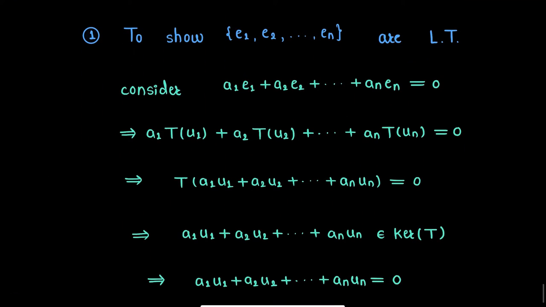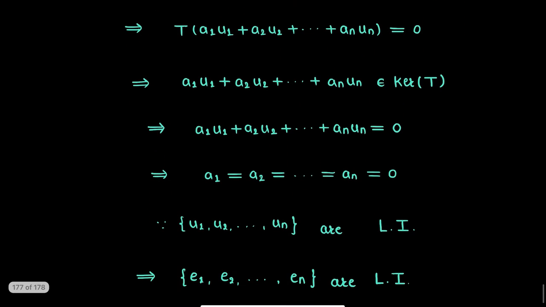Firstly, we will show that these n vectors e1, e2 up to en are linearly independent vectors in vector space V. For this, consider the linear combination a1 e1 plus a2 e2 plus and so on plus an en is equal to the 0 vector. Now we can write this as a1 T of u1 plus a2 T of u2 plus and so on plus an T of un is equal to 0. We have just replaced e1, e2 up to en by T of u1, T of u2 up to T of un respectively. Now using the property of homomorphism T, we can write this as T of a1 u1 plus a2 u2 plus and so on plus an un is equal to the 0 vector.